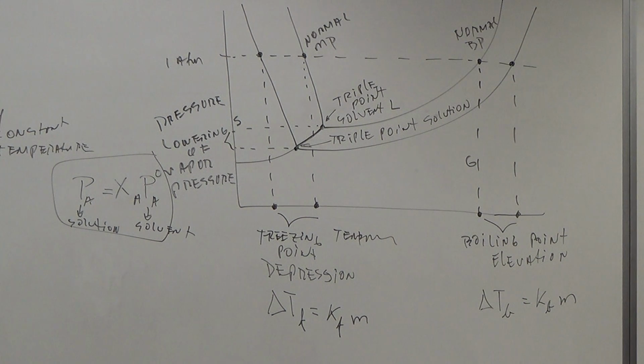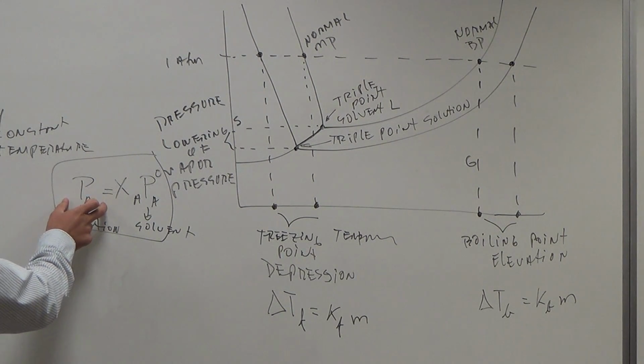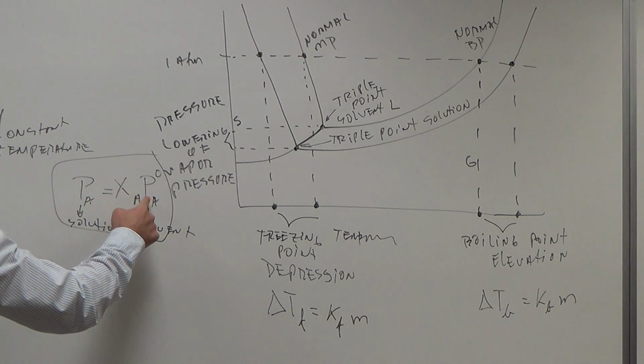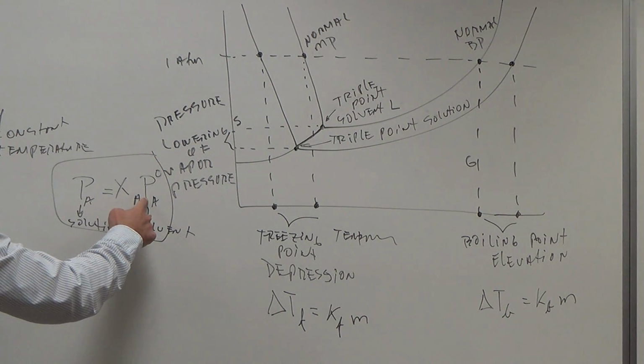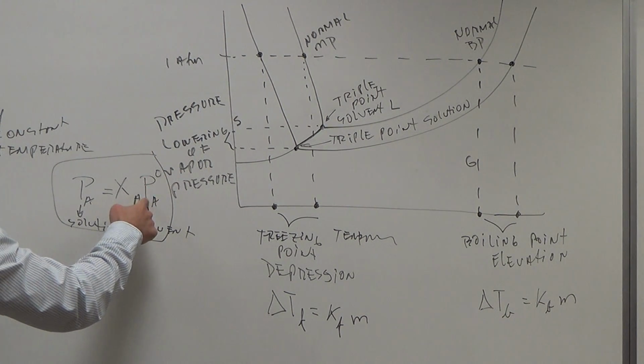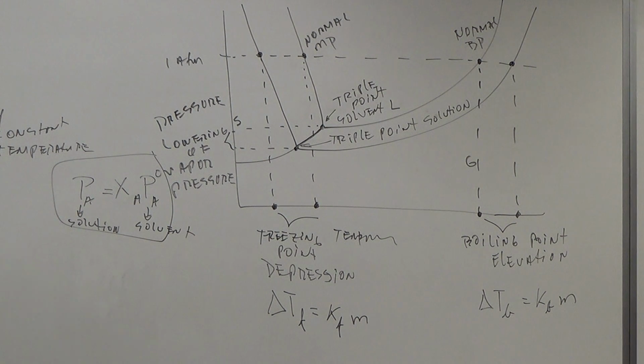Okay, we'll do problems on that so you can understand this. So this is the vapor pressure, and this is the vapor pressure of the solution. This is the vapor pressure of the solvent, so this is pure. This is when you add something to it. Okay?